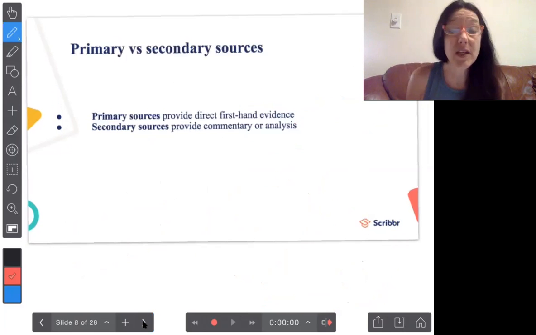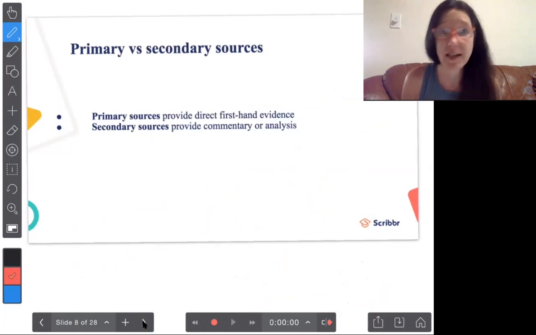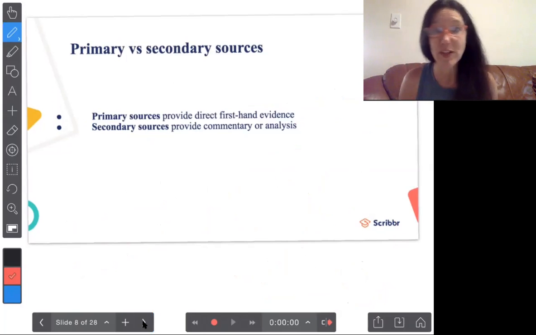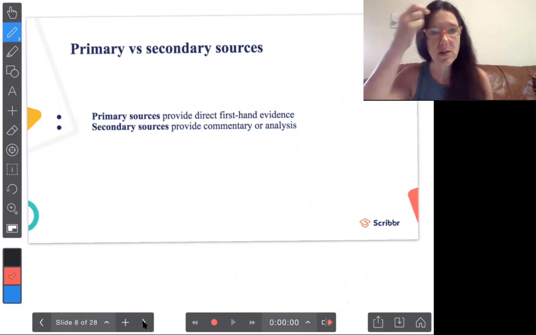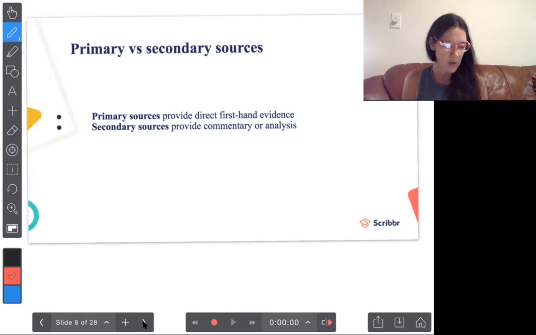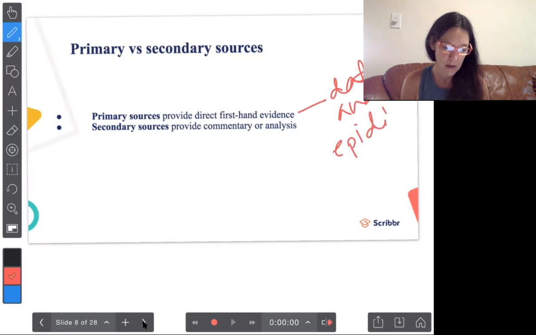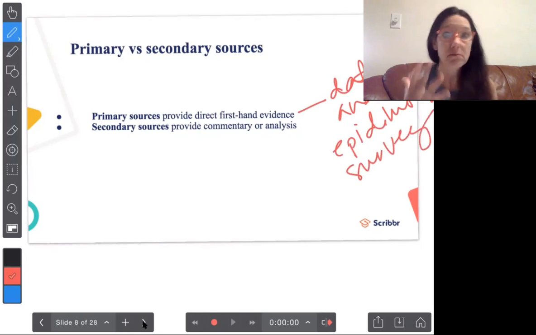Okay, now this is, I think, not science. So this is not a science-based research paper. This is like a generic research paper. But primary sources provide direct first-hand evidence. So data, right? Data from a lab, data from an analysis, data from epidemiology, data from a survey, right? Something that somebody primary did.